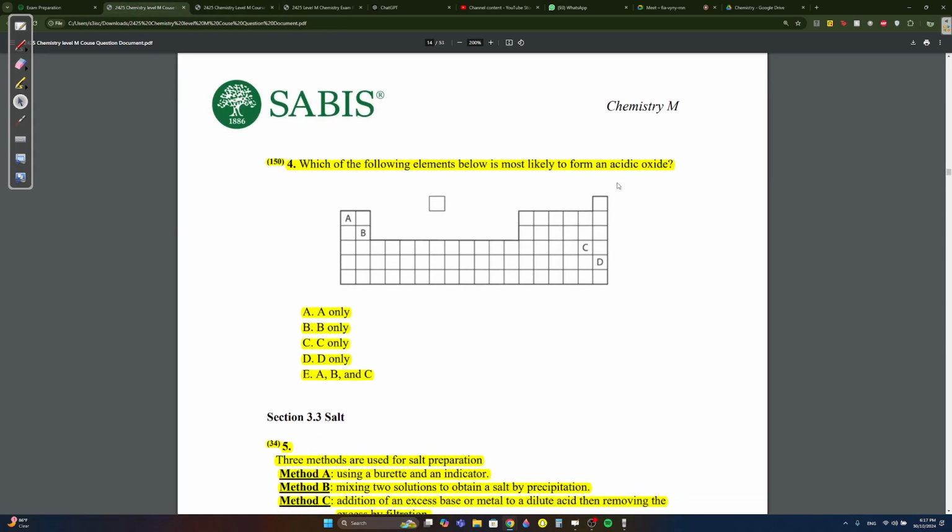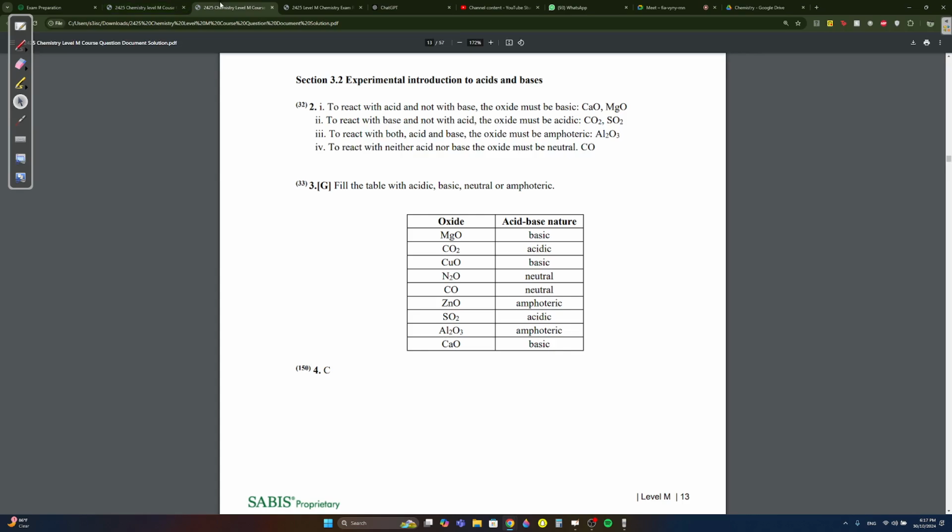Which of the following elements is most likely to form an acidic oxide, a non-metal? It has to be a non-metal, right? So it would be C. Why not D? Because D is a noble gas, right? These are metals. It has to be acidic, so it's non-metal. Which one's non-metal? C only. So it should be C.